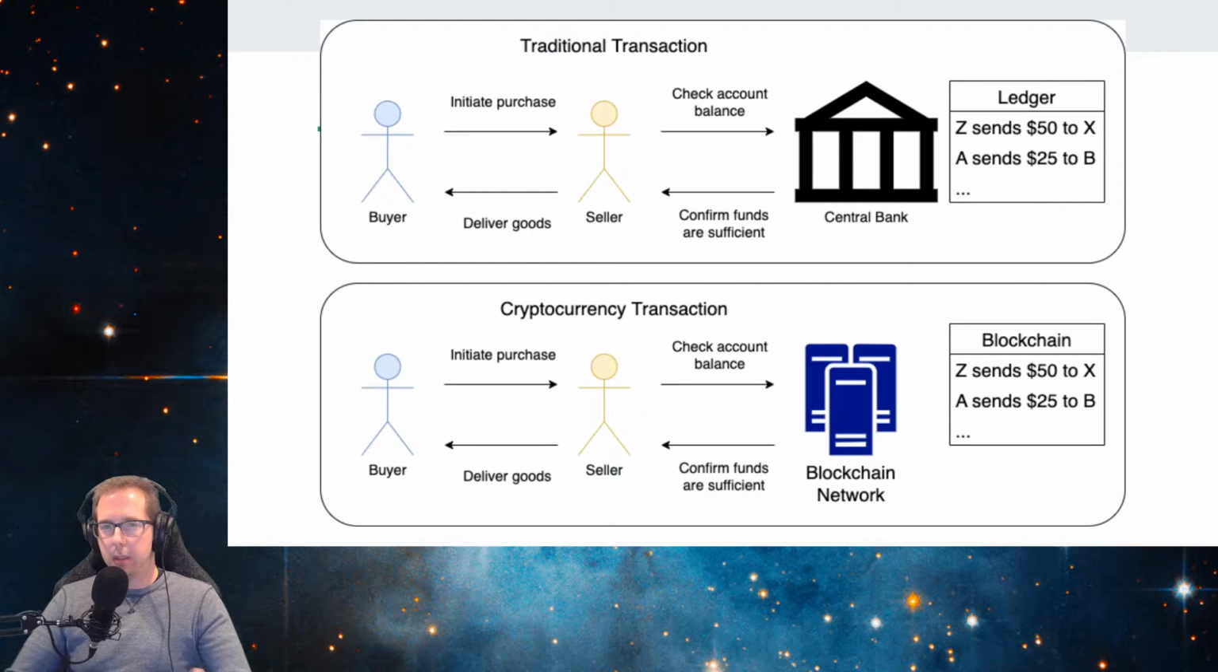Multiple different computers or servers or nodes would confirm your balance, and then the seller would again say, okay, great, and deliver the goods. There in the top section, the central bank, Visa, MasterCard, American Express, would take a small fee for providing the service of checking the funds, transferring the funds, keeping the ledger of, in these examples, Z sent $50 to X, A sent $25 to B.